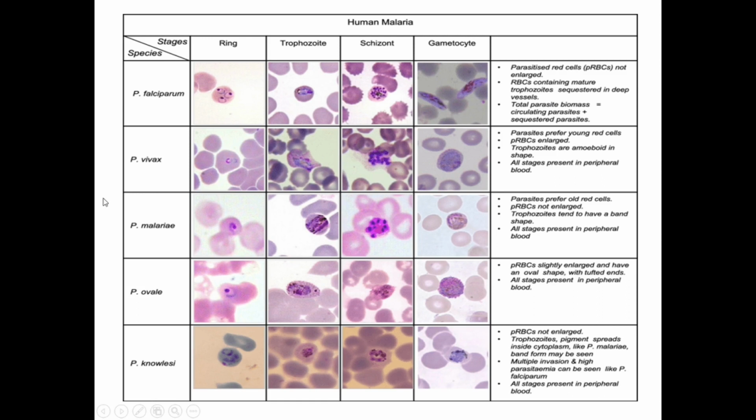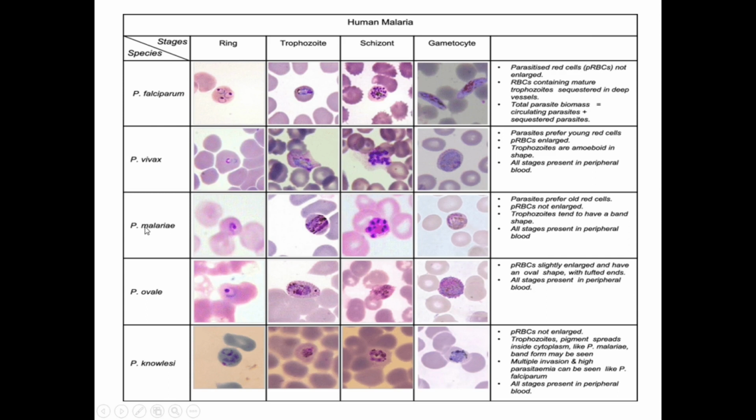In case of Plasmodium vivax, you can see all these 4 stages. You may see the ring forms, the trophozoite form, the schizont forms, as well as the gametocytes. Here the parasites of Plasmodium vivax prefer young red cells. Hence, you can see this parasitized RBC is enlarged, because they affect the young cells, which are larger in size as compared to the mature cells.